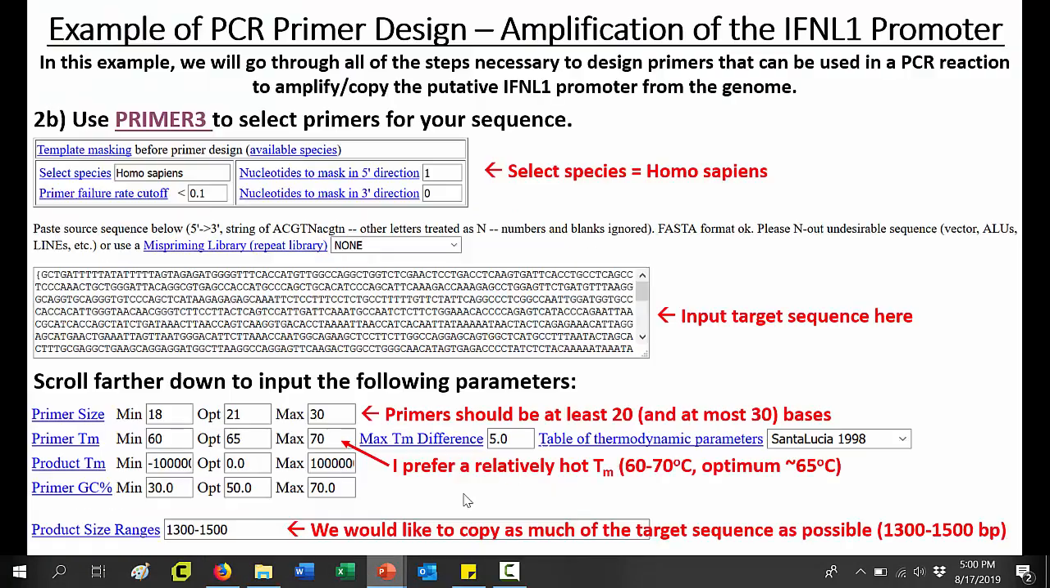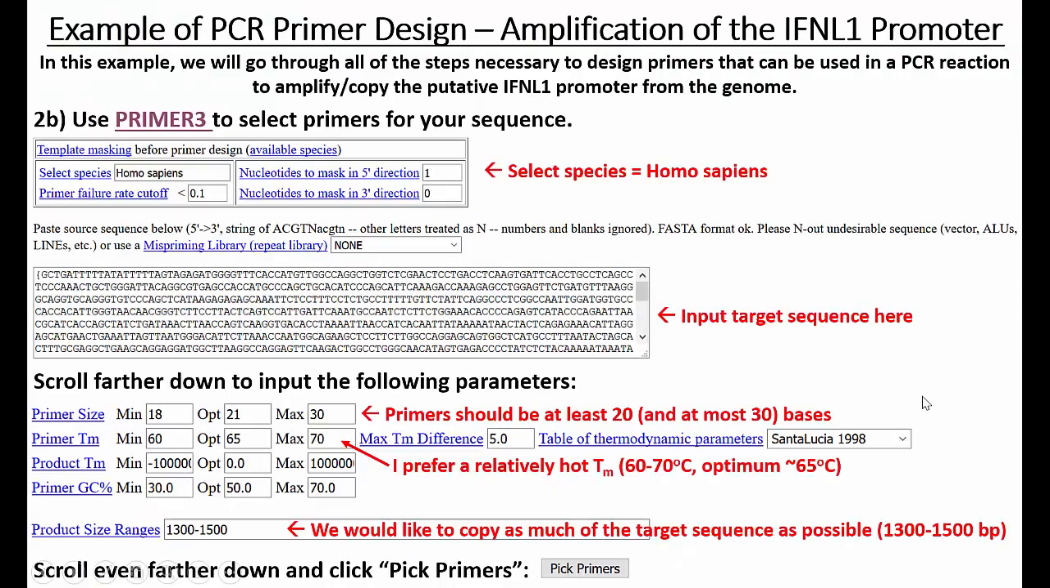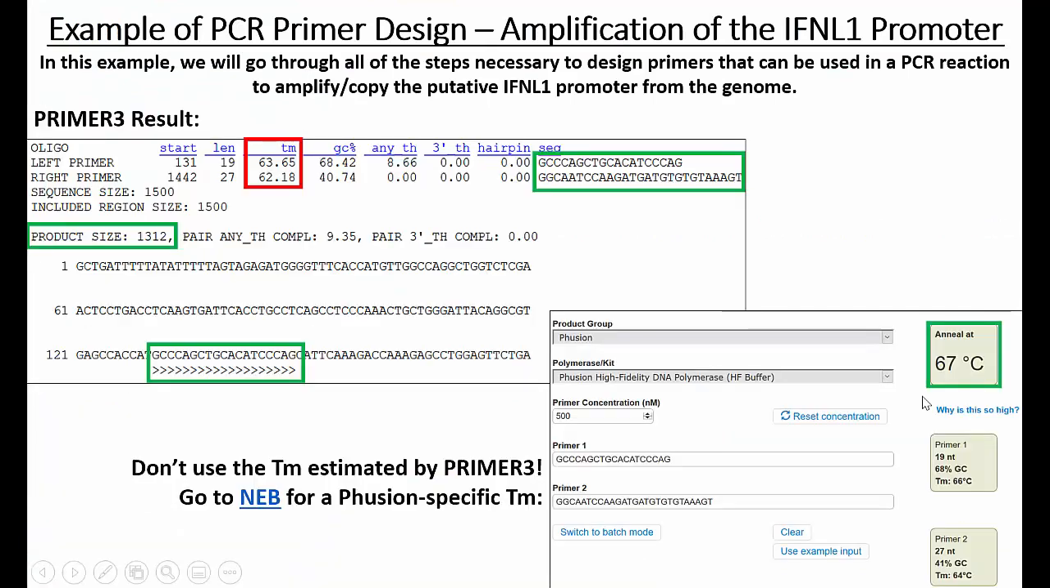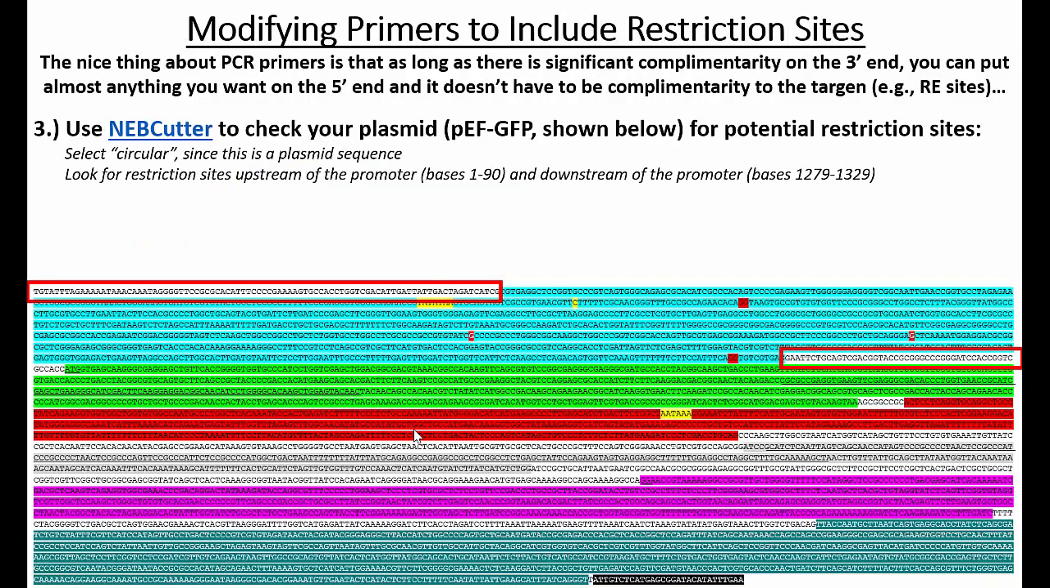We can come back into the PowerPoint here. Alright, so that's all the steps that we just did. And there's the products. That's just screenshots of that. Just as a reminder, disregard these TMs. You want to go to NEB's website to get some actual TMs. And for our PCR reaction with these primers, the annealing temperature is going to be 67 degrees Celsius. Okay, so now we've got the complementary region of those primers. We still have to add restriction sites to those primers.